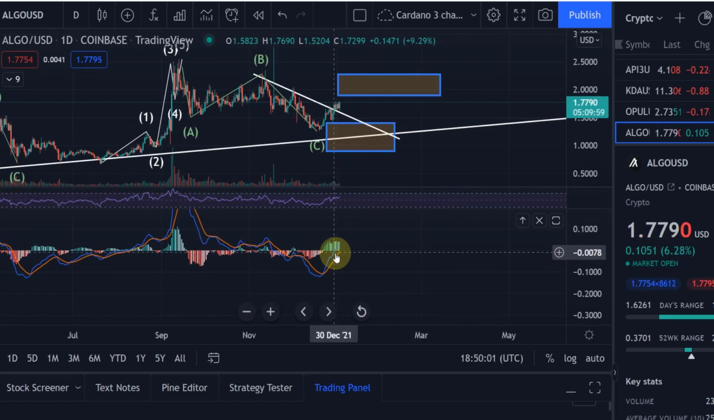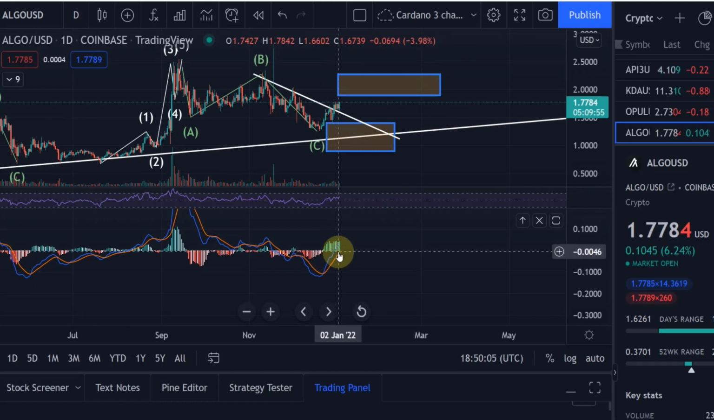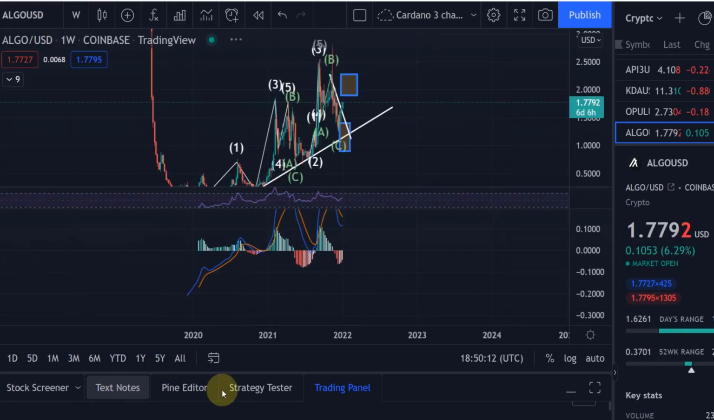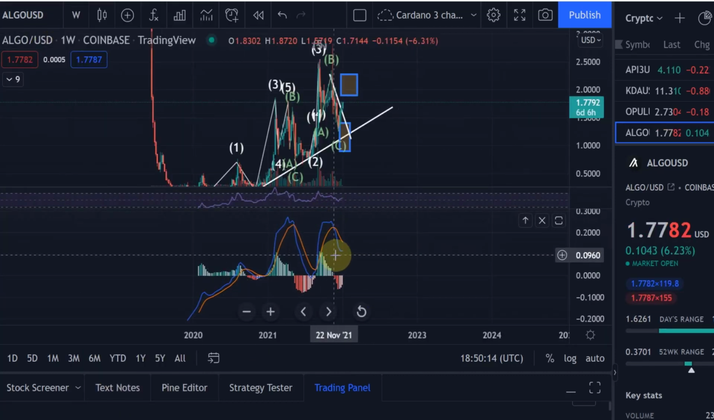Also, the MACD seems to be confirming that. It just had a zero cross here above the zero line, so this could be a continuation. The momentum is not really slowing down at the moment, maybe a little bit. And on the weekly, what we can also see here is a possible turnaround to the upside.